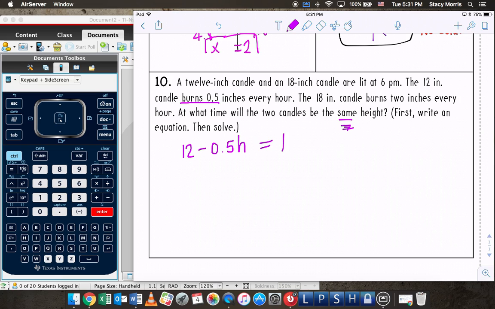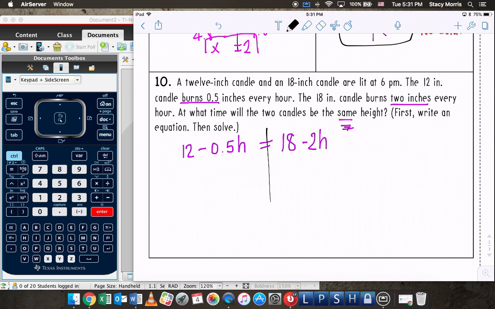So if the 18-inch candle starts at 18 and it's burning at 2 inches every hour, we're going to subtract 2 inches per hour. So again, 2H. So there's our equation. Now we're going to solve.